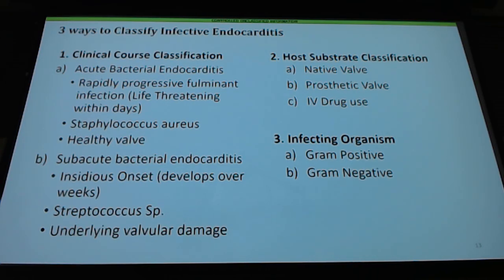And then, of course, the one that's probably most obvious is, what kind of organism is this? Is it gram-positive or is it gram-negative? Because that's going to influence the treatments, right? What antibiotics are we going to have to use for a typical gram-positive infection? What kind of antibiotics are we going to need to use to treat a gram-negative infection?